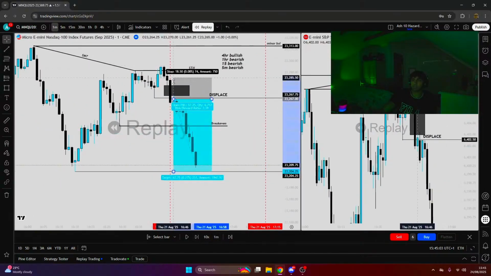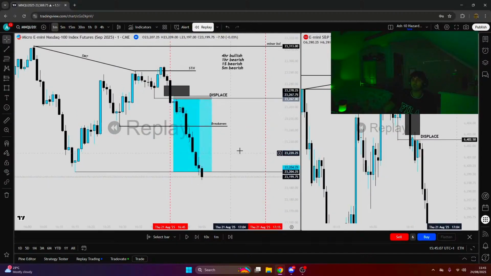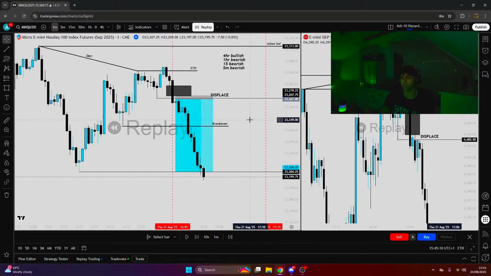Alright, so we're risk-free there. And there we have it. TP smashed, 62 handles in the bag, 1 to 2. There you have it. So that was super clean as well.